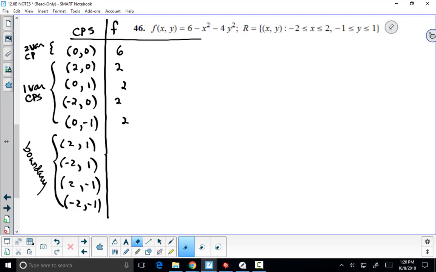And then plug in our boundary points. So 2 and 1. So what is that? 6 minus 4. Is that negative 2 there? Yes, negative 2. And it's probably going to be the same for all of these, correct?